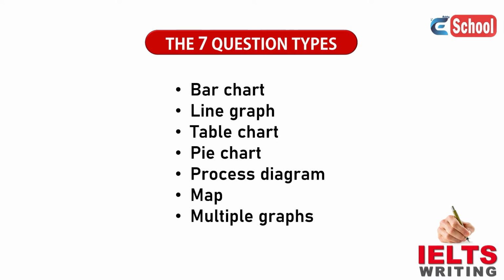Now on to an overview of Task 1. You'll be presented with one of these graphics: a bar chart, a line graph, a table chart, a pie chart, a process diagram or a map. You could also get a question that includes 2 different types of graphics, for example, a bar chart and a table, or a line graph and a pie chart. These are called multiple graph questions.